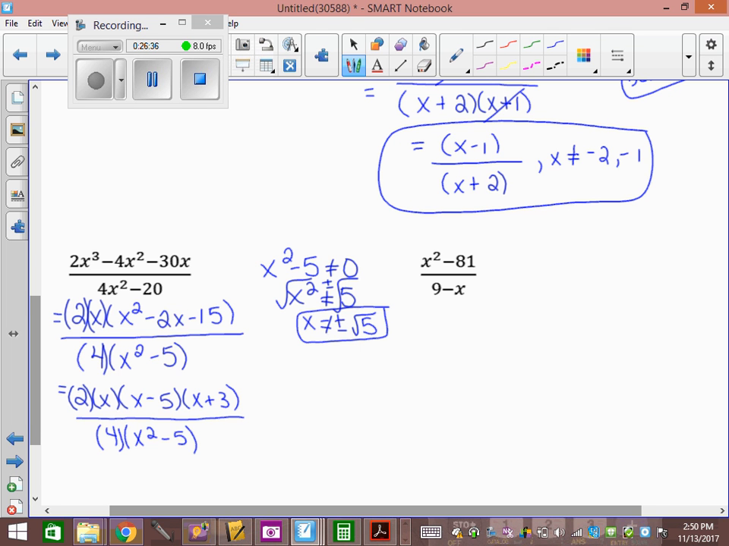But the 4 and the 2, I can take out a 2. So 4 divided by 2 is 2. 2 divided by 2 is 1. So it's going to be x minus 5, x plus 3, all over x squared minus 5. X can't equal plus or minus square root 5.